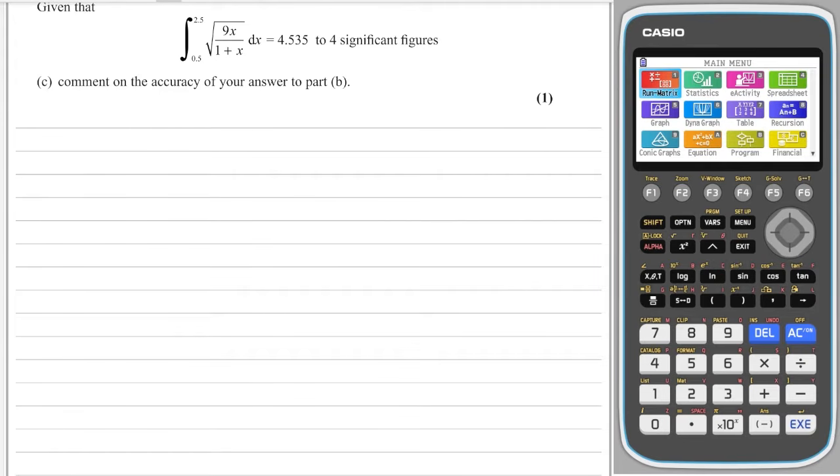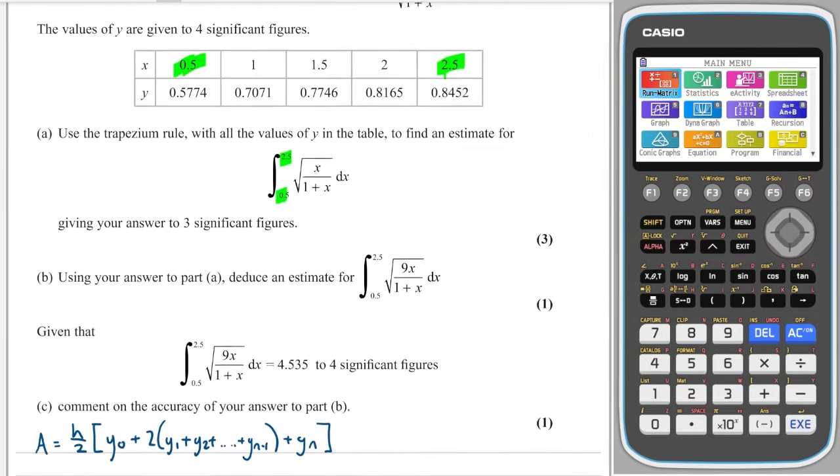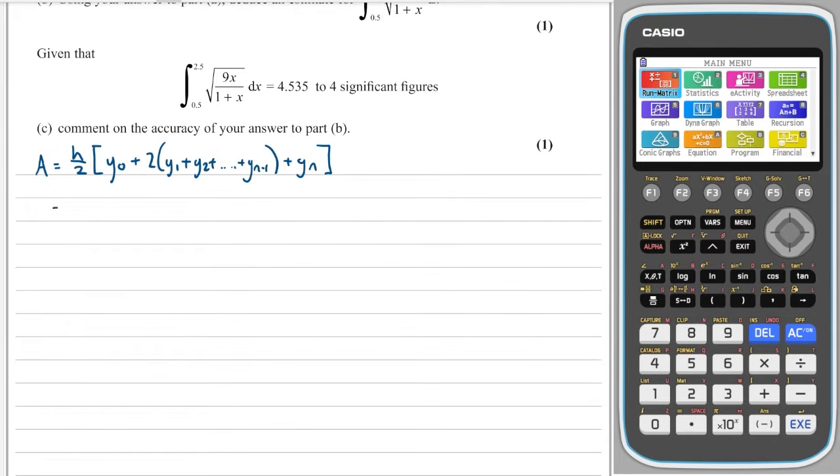I'm going to start off by writing out the Trapezium Rule, which is that the area is equal to the height over 2, and then we have the y0 value plus two lots of the y1 plus y2 plus all the way up to yn minus 1, close brackets, and then plus one lot of yn. So what is the height? The height is the gap between each of these x values, which is 0.5. So we write that it's 0.5 over 2.